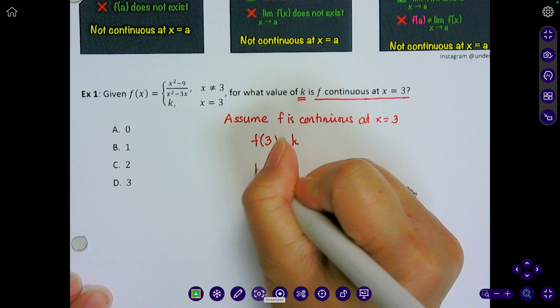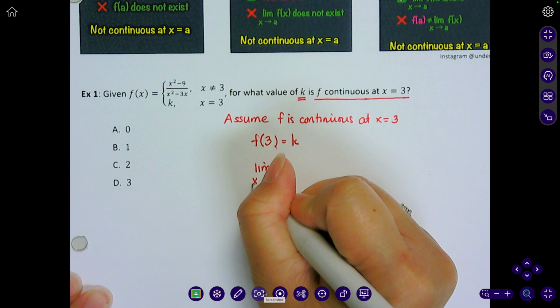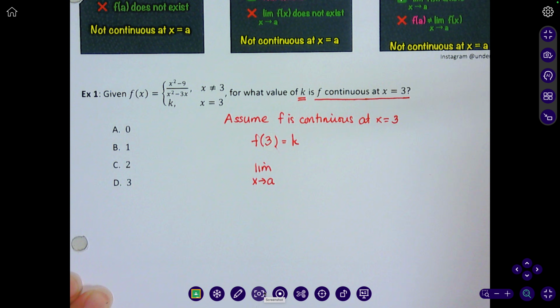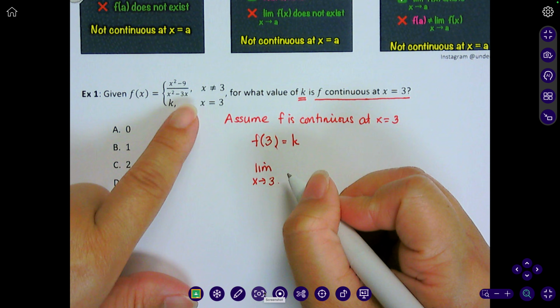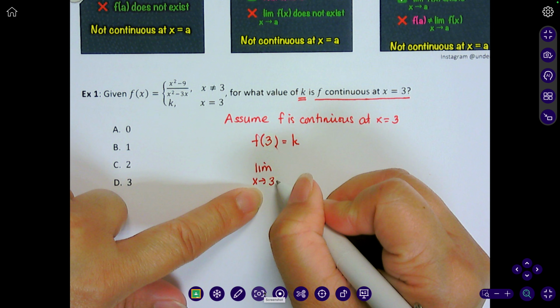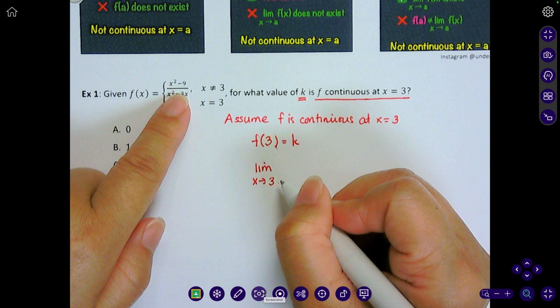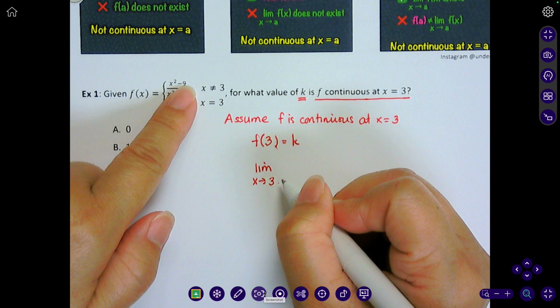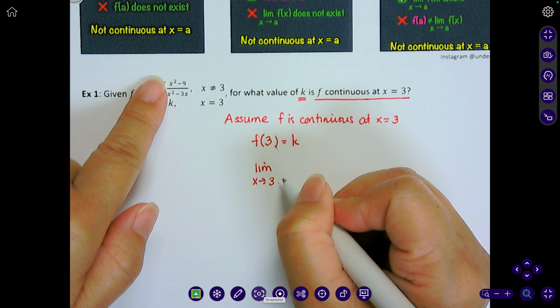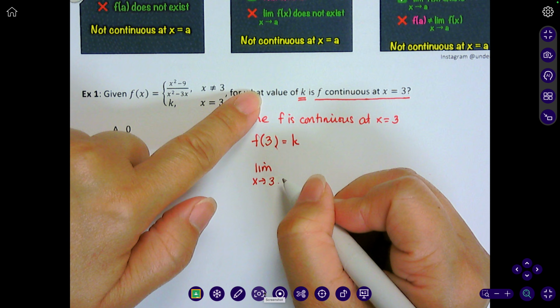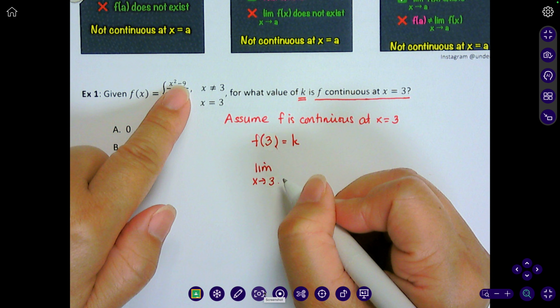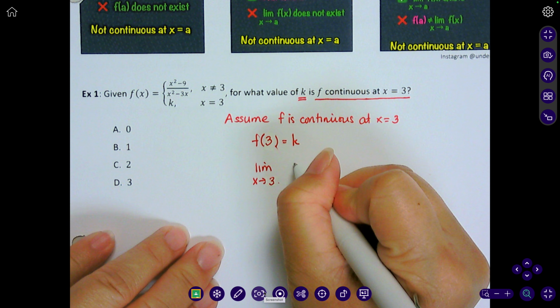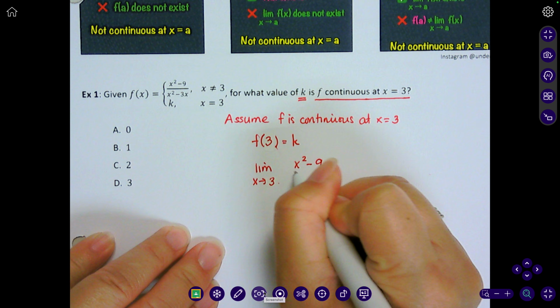The second check is I have to take a look at the limit as x approaches a, in this case 3 now. So we're going to change that to a 3, of the function f. Well, this is 3 from both sides, because when x is not 3, x can be anything less than 3, which means on the left end, or anything more than 3, which means on the right end. So this represents left and right together.